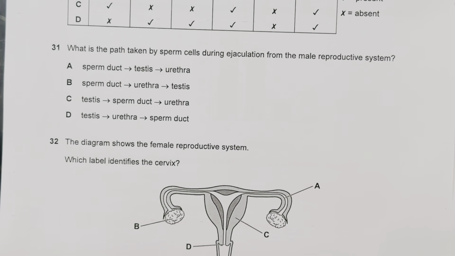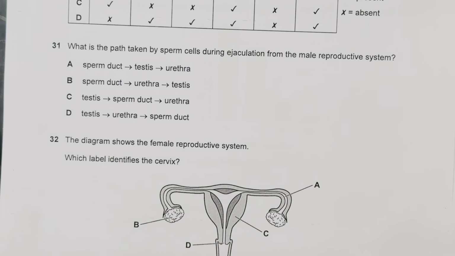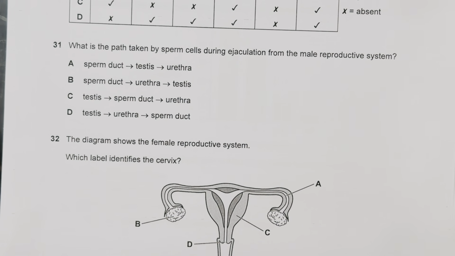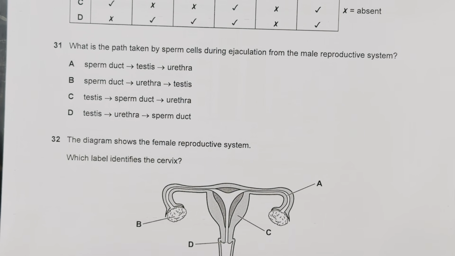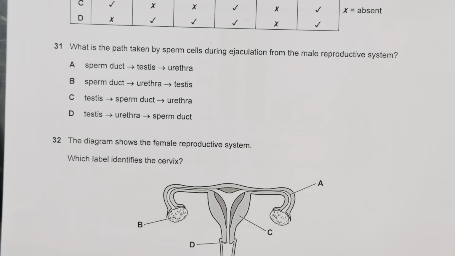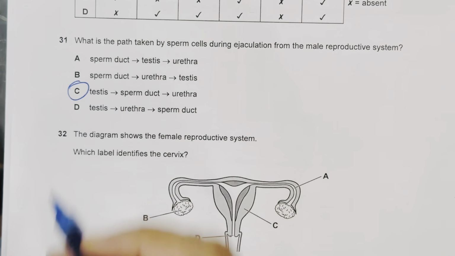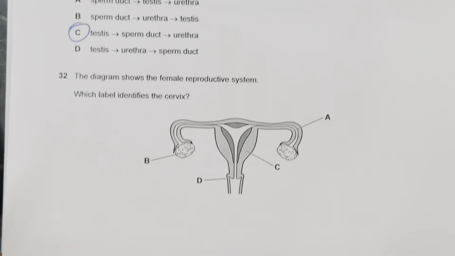What is the path taken by sperm cells during ejaculation from the male reproductive system? So we know that it should be testis to sperm duct to urethra. So option number C is the right answer. Moving to question number 32.